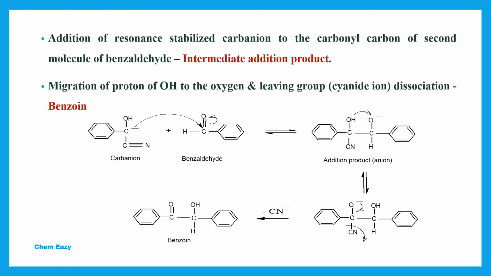This intermediate addition product consists of a negatively charged oxygen atom. Here again, within the molecule, proton transfer takes place. It means from the hydroxyl group the proton is transferred to the negatively charged oxygen atom, followed by dissociation of the leaving group, which gives benzoin as a product, that is alpha hydroxy ketone. So here the leaving group is cyanide ion.